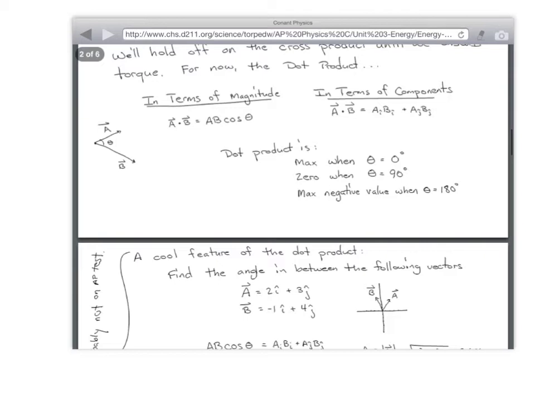We know that A B cosine theta has to equal this thing right here, A_i B_i plus A_j B_j. So if those two equal each other, you can get a number from this one and set it equal to this, and solve for theta.